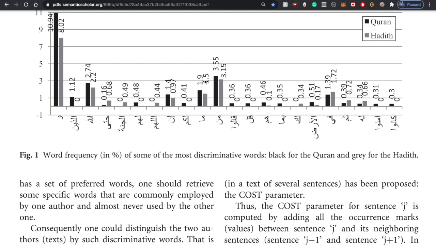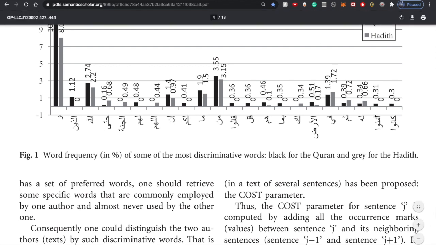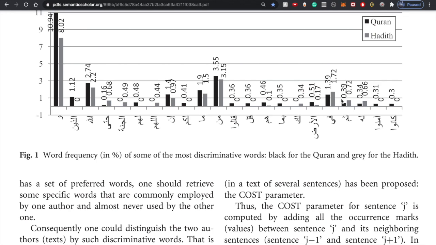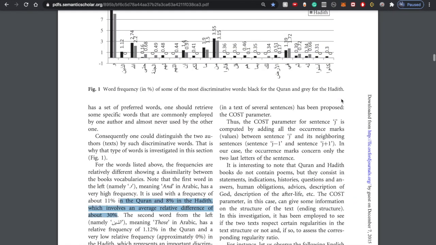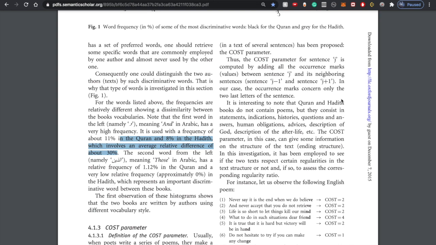Even these are significant too. 1.9 versus 1.5, 3.55 versus 3.15. But of course, the more important ones are things like 0.36 versus 0, 0.46 versus 0.1, 0.35 versus 0, 0 versus 0.34, 0.15. So you can see most of these are very, very different. You find some that are closer, like these few, but generally we're finding the trend is they're very, very different, right? So that indicates what? That indicates that there are two authors.